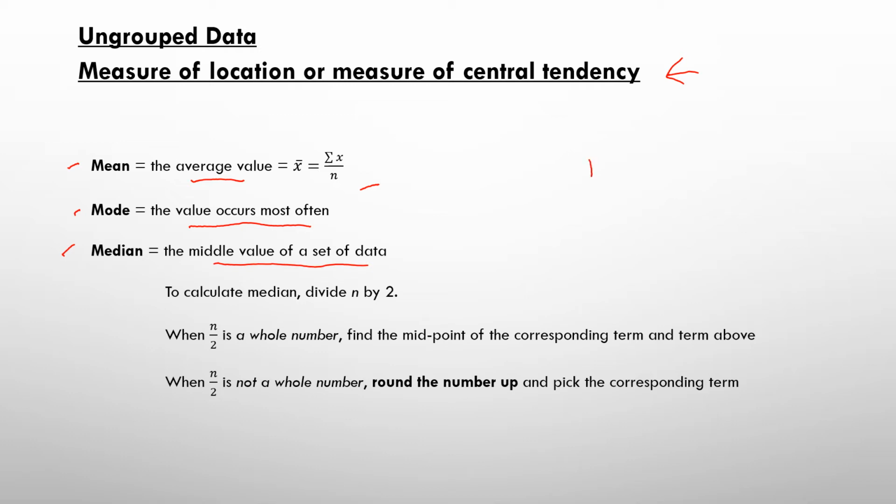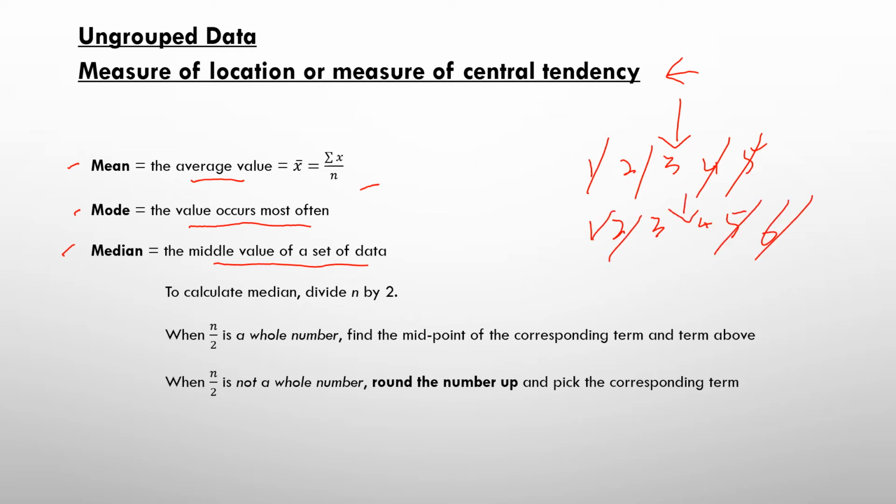Let's say this set of data. Okay, we'll find the middle value. Cut. Okay, this is the median. If let's say we have 6 numbers, cut at 2 and 2. Okay, the median is in between the 3rd and 4th. So 3 plus 4 divided by 2 to get the value of the median.